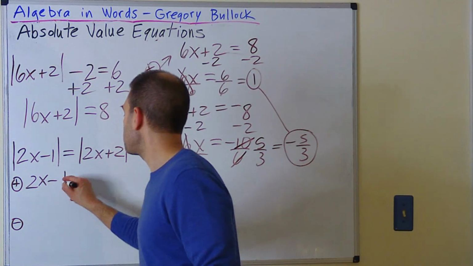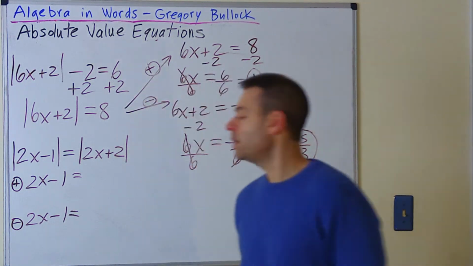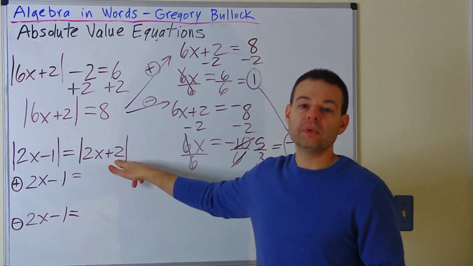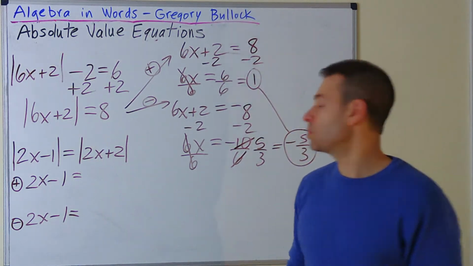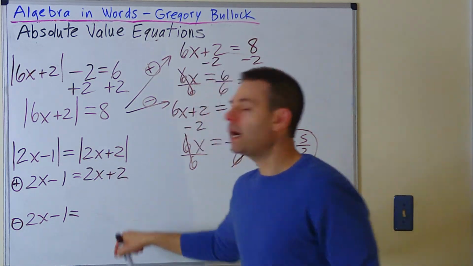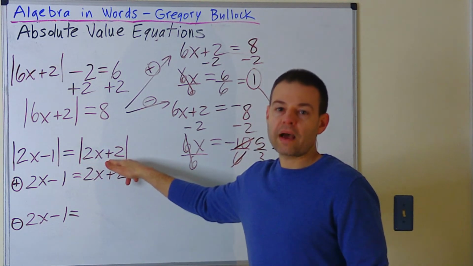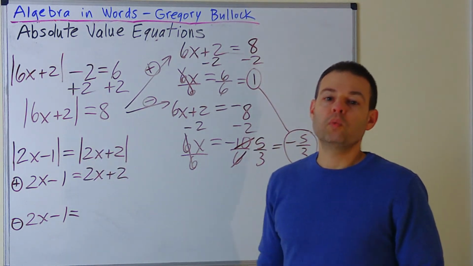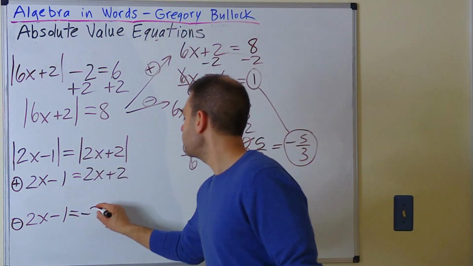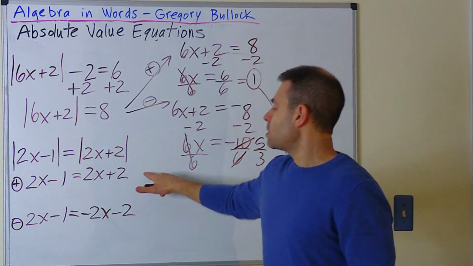2x minus 1 and 2x minus 1. In the top will be the positive form, keeping what's in the right group the same: 2x plus 2. And in the bottom, we're going to run a negative through this group after we remove the bars, which will change the sign of each term. That will make it negative 2x minus 2. Let's solve the top one first.